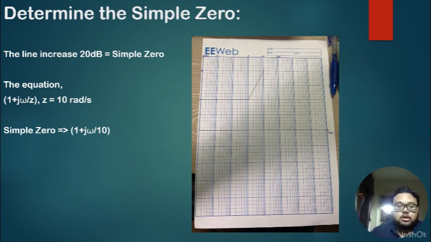For the equation, we can use 1 plus j omega over z. The z is equal to 10 rad per second because it increases at 10 rad per second. So the simple zero equation is 1 plus j omega over 10.